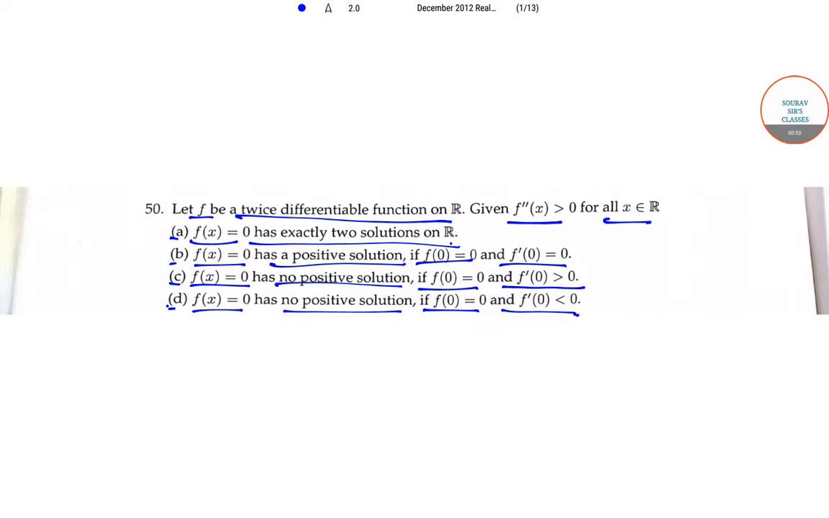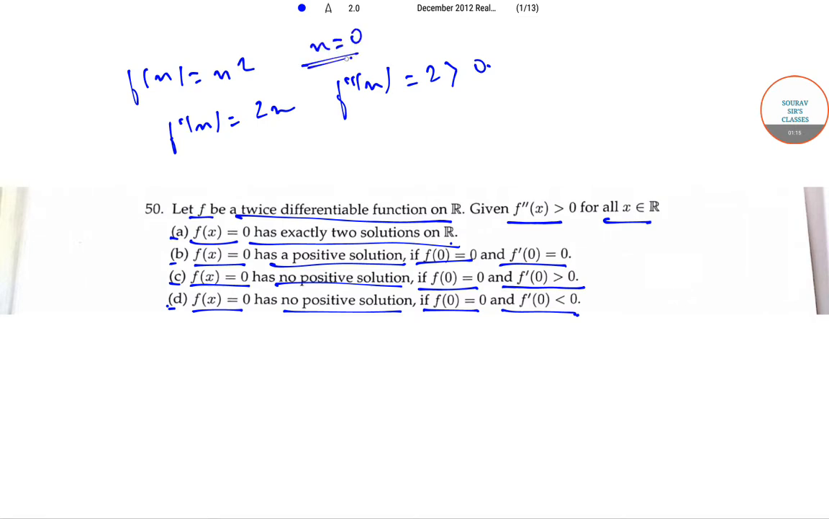Now for option A, take f(x) = x squared. Then f'(x) = 2x and f''(x) = 2, which is greater than 0. But only one solution of x is there, that is x = 0. Thus, option A is incorrect.